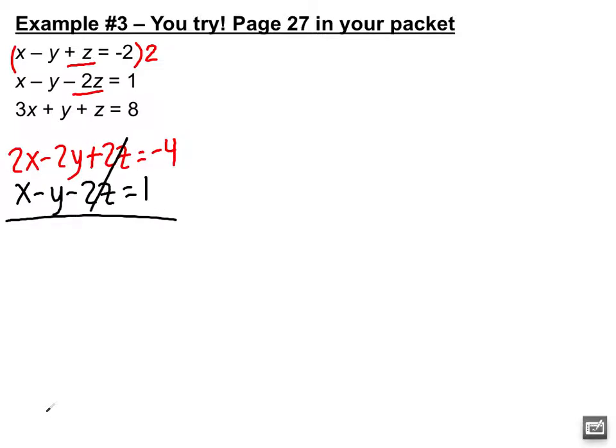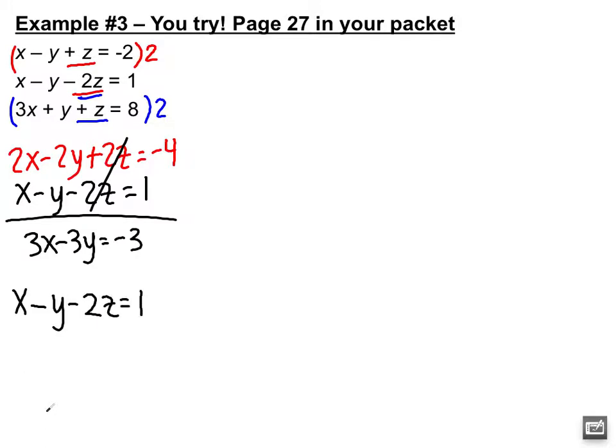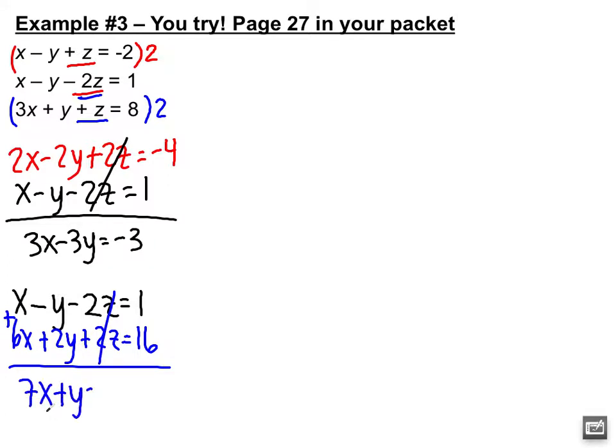Okay, my z's are eliminated, and I have 3x, subtract 3y is equal to negative 3. I have one equation in terms of x and y, and I need one more. So I'm going to take my third equation, multiply this one by positive 2, so I have positive 2z and negative 2z. Second equation stays the same, so I'm just going to rewrite it. After I multiply my third equation by positive 2, I get 6x, add 2y, add 2z is equal to 16. Now when I add, my z's are eliminated again, and I have 7x, add y is equal to 17.